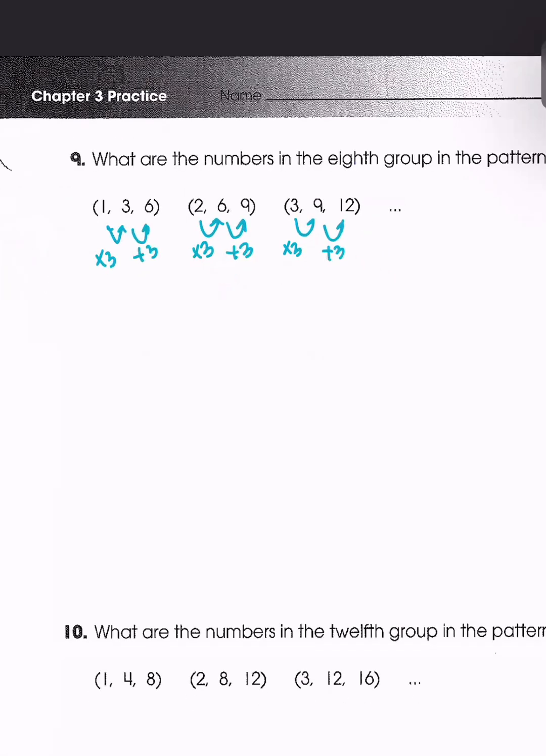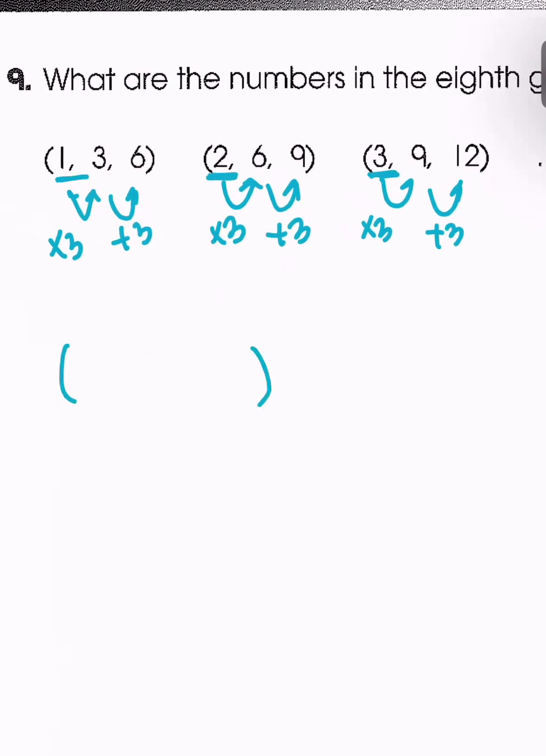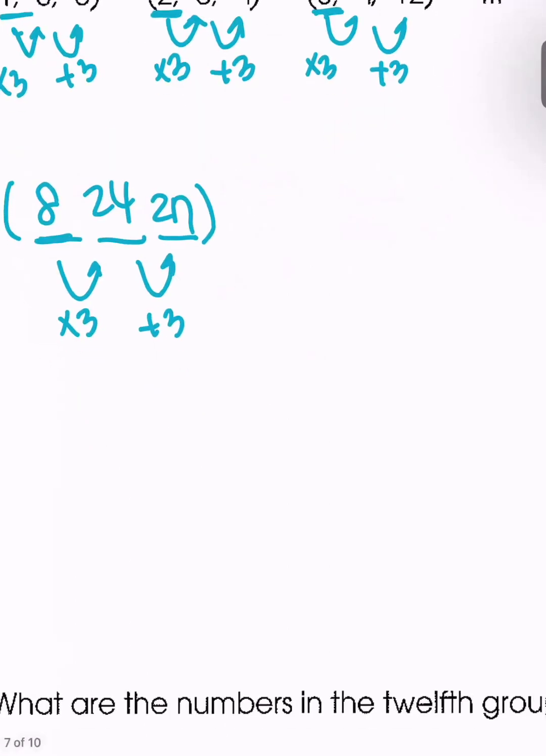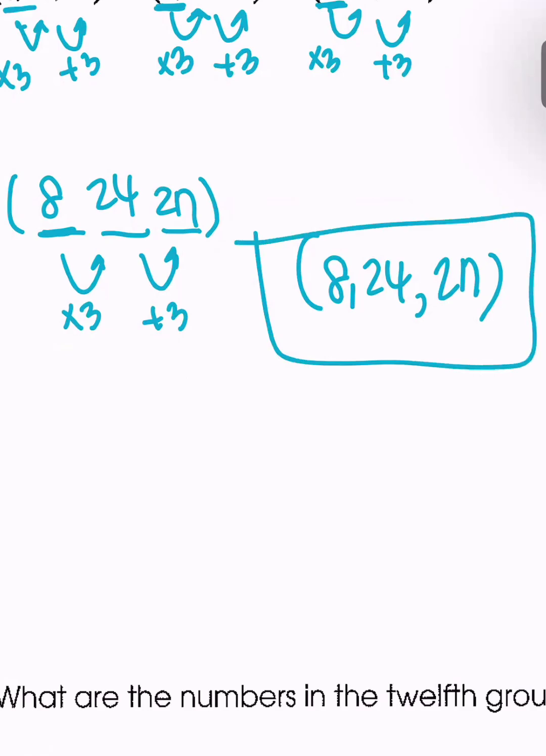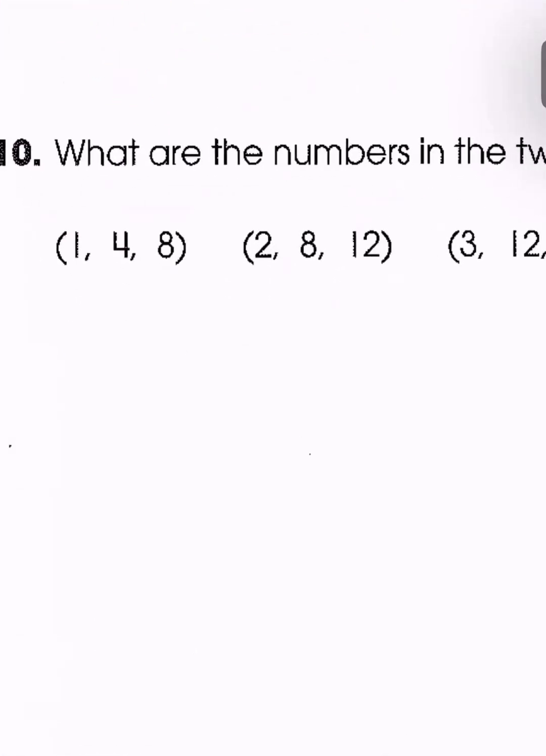So for each group it starts with 1, 2, 3. So for the 8th group, it's going to start with 8. So we're going to multiply 3 and get 24. We're going to add 3 to 24, so we're going to get 27. So the 8th group is going to have 8, 24, and 27. That is our solution. For number 10, we have 1, 4, 8, 2, 8, 12.